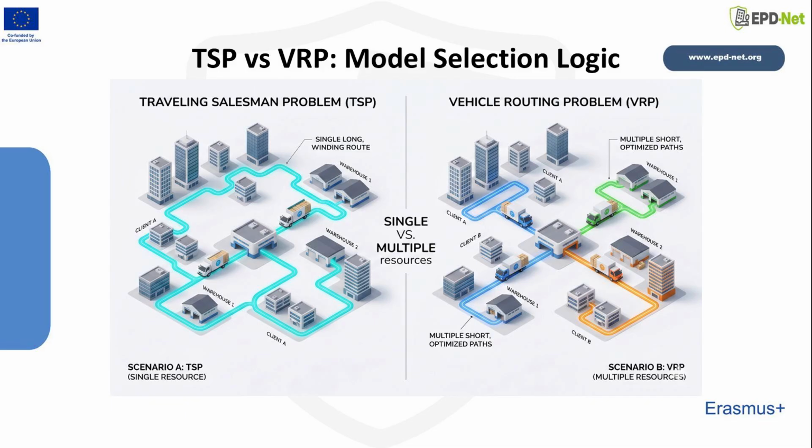VRP becomes necessary when multiple staff members or teams are involved. When capacity limits, working hours, or workload balancing must be considered, VRP provides a more appropriate modeling framework. Understanding this decision logic helps ensure that the routing model accurately reflects real operational conditions.